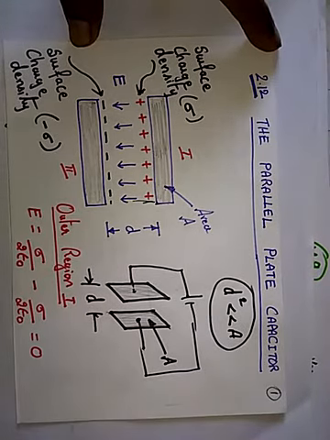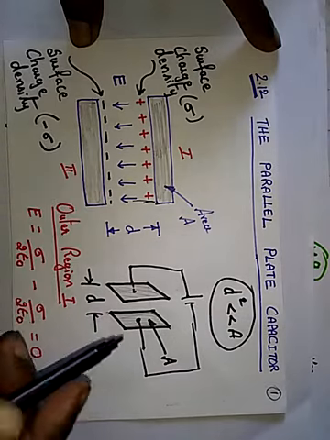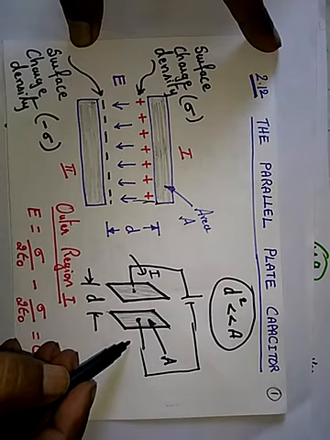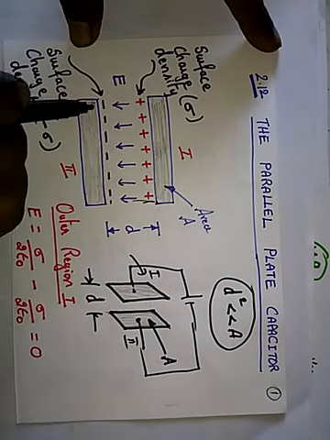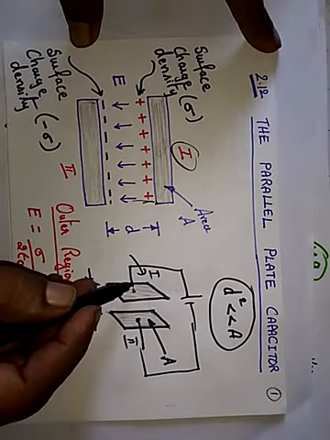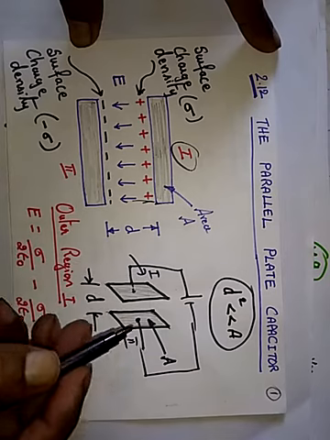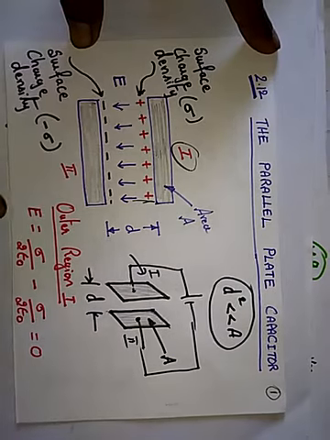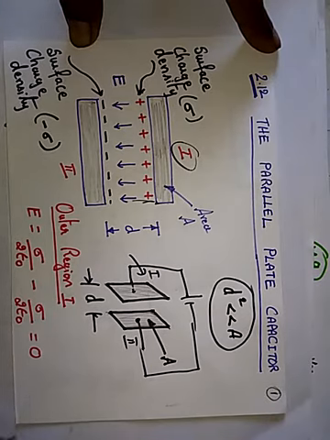Now we have two regions outside, outer region 1 on this side and outer region 2 on this side. If you consider outer region 1, outer region means outside the first plate. In outer region 1, the electric field is given by sigma divided by 2 epsilon naught minus sigma divided by 2 epsilon naught. Therefore, in the outer region, the net electric field is equal to 0.